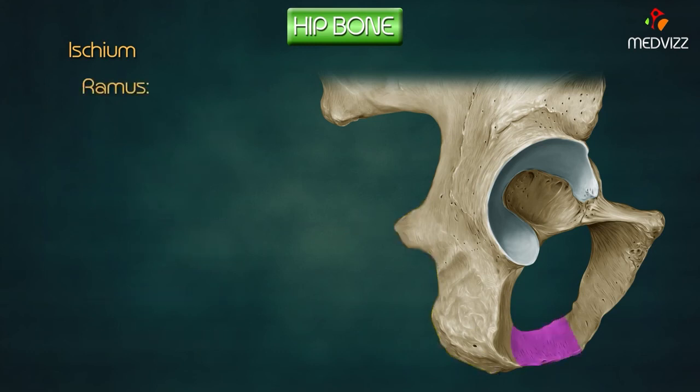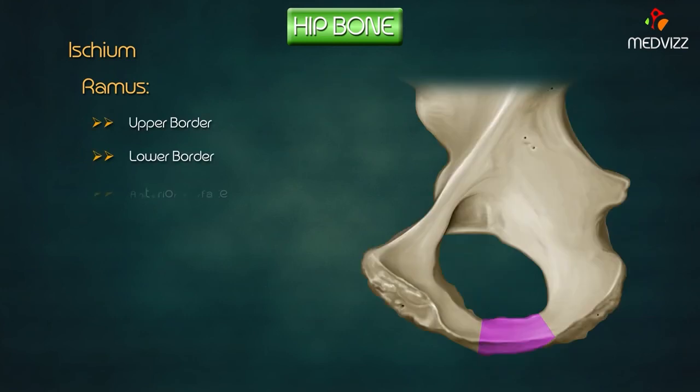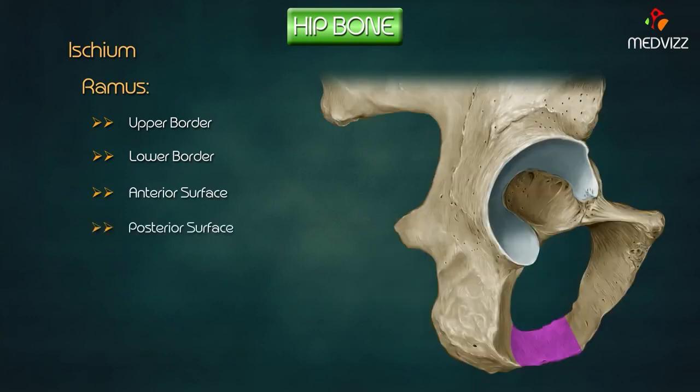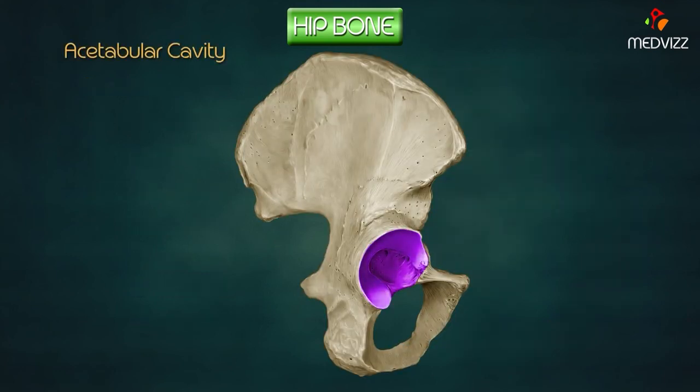Ramus. It extends upwards, forwards, and medially from the body of the ischium to join the inferior ramus of the pubis. It has 2 borders and 2 surfaces. Upper border, lower border, the anterior surface which is continuous with the anterior surface of the inferior ramus of the pubic bone, posterior surface which is divided into 3 areas by 2 blunt ridges: upper area, middle area, and the lower area.